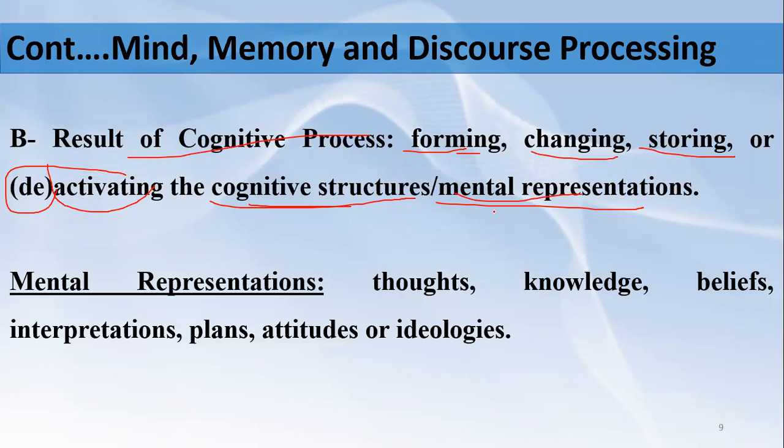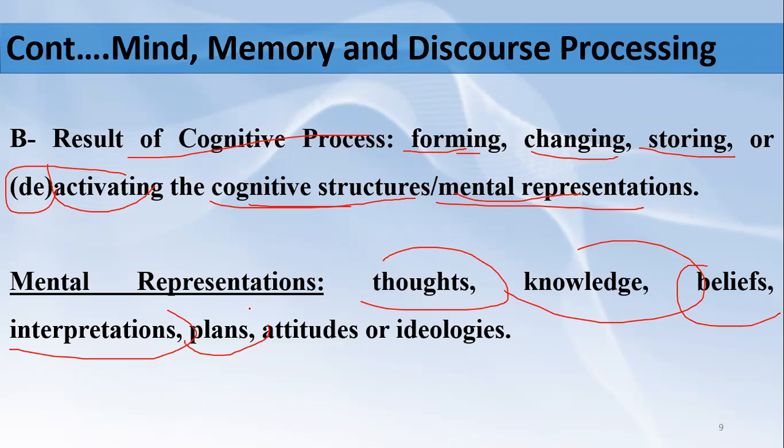Now what is meant by cognitive structure or mental representations? Our thoughts, our knowledge, our beliefs, our interpretations, our plans, our attitudes and ideologies, all these are our mental representations or our cognitive structures. Now when we are doing cognitive processes, cognitive actions, as I told you, we are forming these mental representations, like we are forming our thoughts.